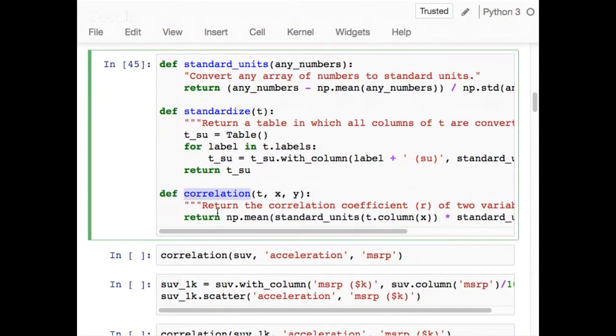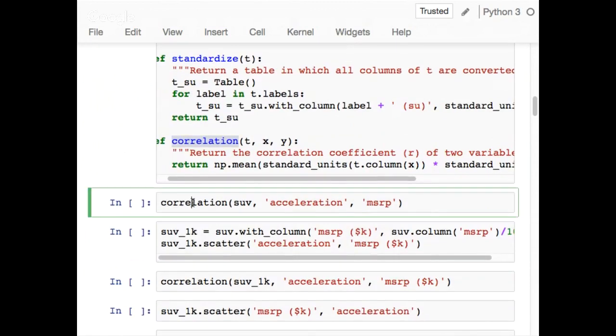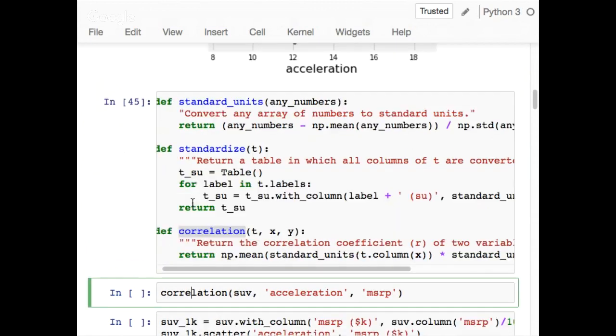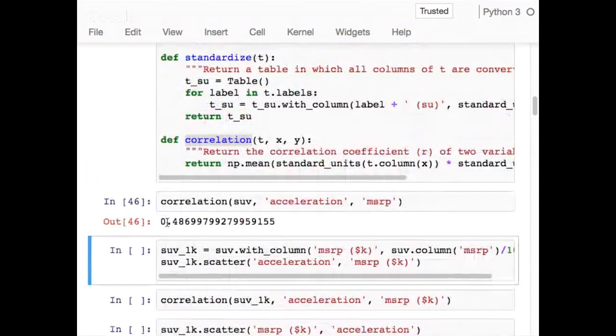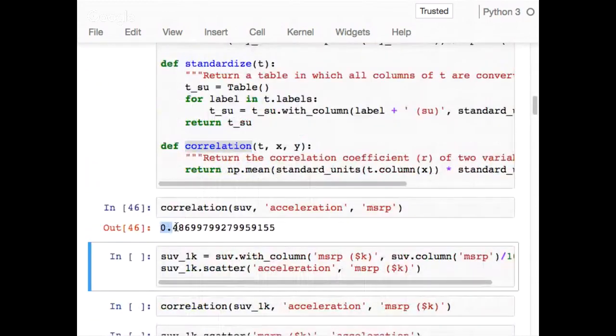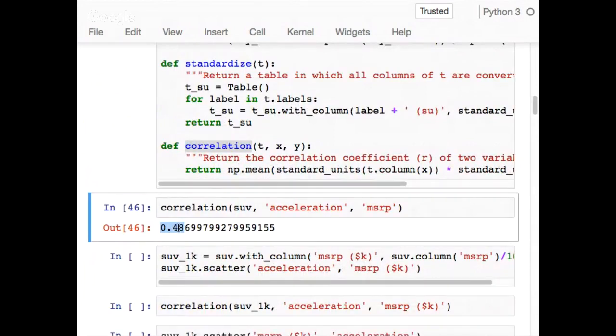And if you have trouble remembering how they work, come back to my lecture notes and take a look at how we define those functions. But here you are. So we can look at the correlation between acceleration and the cost. Let's take a look. All right, so we see here that the correlation was about 0.5, about half.